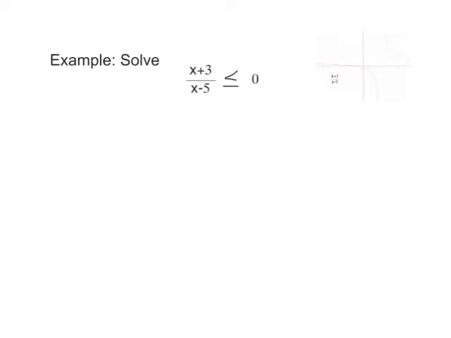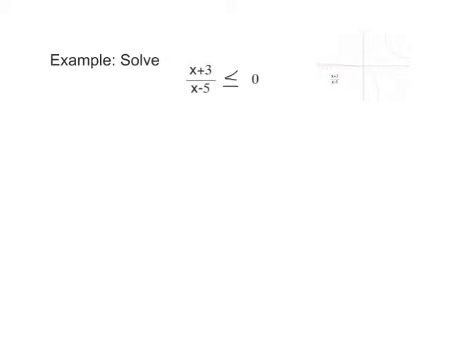And the one that we're going to work on is this one. X plus 3 over x minus 5 is less than or equal to 0, okay? Again, the first step is to make sure you have 0 on one side. If you don't, you need to move your constant over with a fraction and then rewrite that as one fraction, okay? There's an example of that in the textbook.